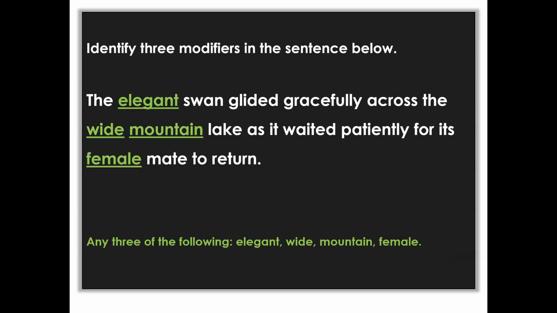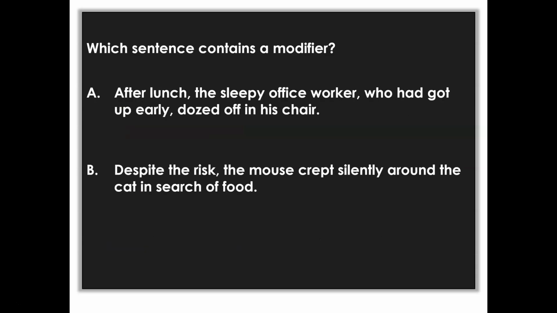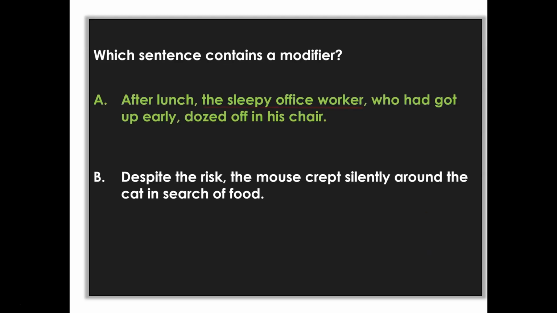Did you notice that both adjective and noun modifiers have been used? Elegant and wide are adjectives, whereas mountain and female are nouns. Here's another challenge. Which sentence contains a modifier? Pause the video now and have a think about that one. Did you notice it was sentence A, the sleepy office worker?